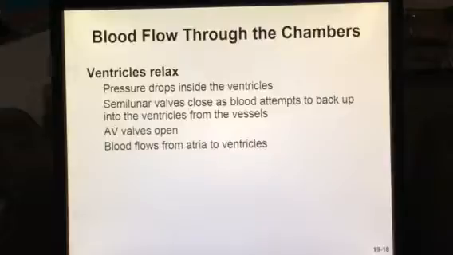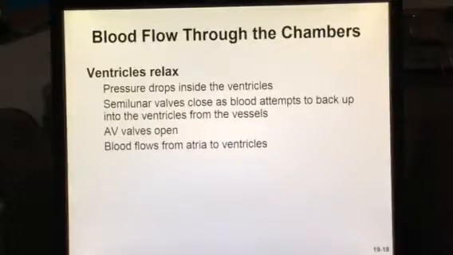Okay, let's talk about how the blood flows through the chambers. That blood pathway is absolutely something that you'll need to memorize. And the understanding behind it is going to help you be able to memorize it better, I think. So as the ventricles relax, the pressure drops. When I say relax, we're talking about the muscle itself. And so those semilunar valves close. We don't want the blood to back up into the ventricles. We want it to head out away from the heart.